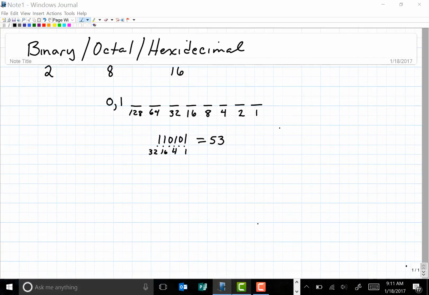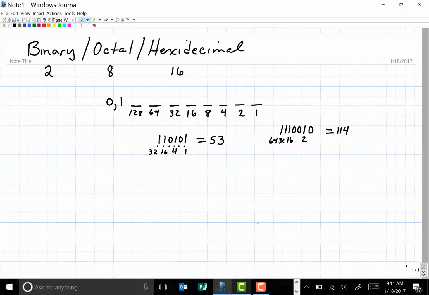Let's do one more example. If I have 1110010, I have no 1s, but I have a 2. I have no 4s, no 8s, but I have a 16, and I have a 32, and I have a 64. Now I would just add these. 64 and 32 is 96, 112, and 2 more is 114. So this number is 114.